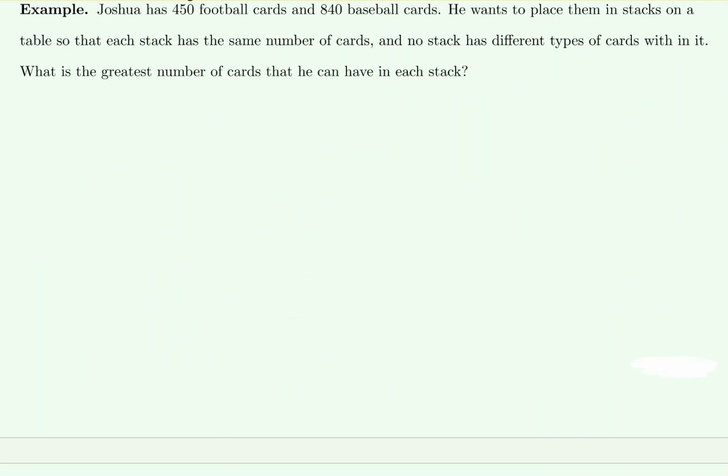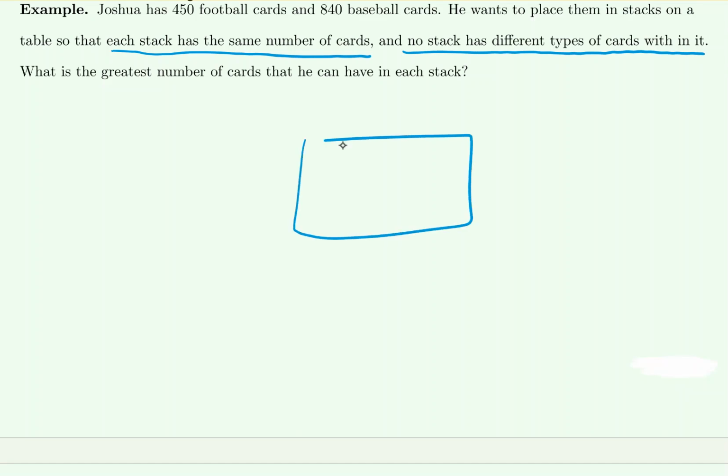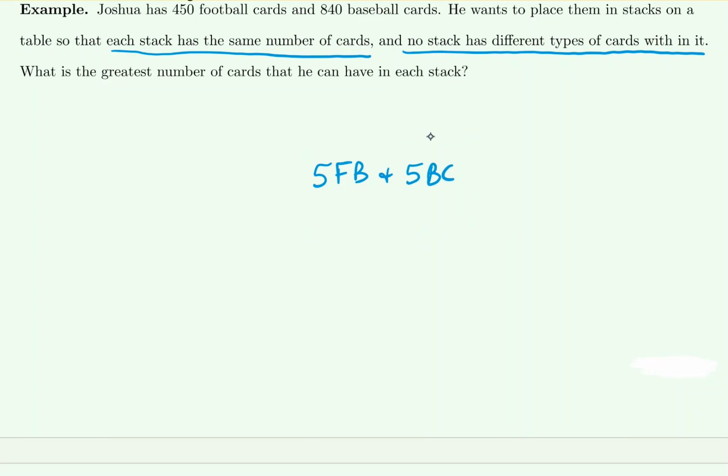Our final two examples from this section involve word problems, where from the word problem, we need to identify if they're asking us for the greatest common factor or the least common multiple. I'll read this first example. Joshua has 450 football cards and 840 baseball cards. He wants to place them in stacks on a table so that, and here are our details, each stack has the same number of cards and no stack has different types of cards within it. So for instance, I couldn't have in one stack 5 football cards and 5 baseball cards. I've got to have, for instance, 10 football cards, 10 baseball cards.